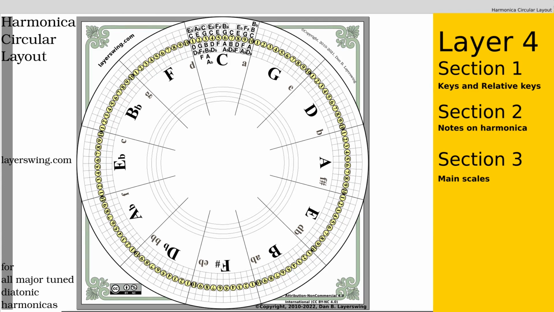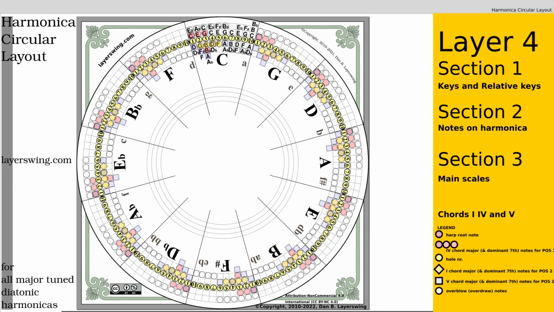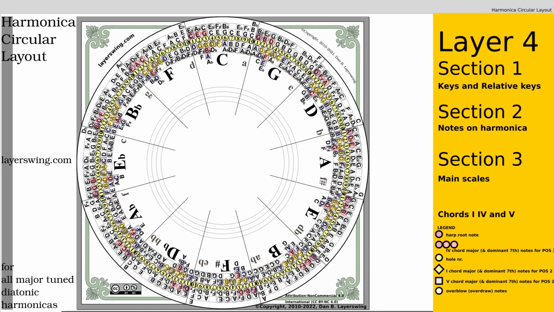12-bar blues chord progression. It contains chords 1, 4, and 5. These chords are specifically marked on the layout with specific shapes. We can see chord marks for all harps.